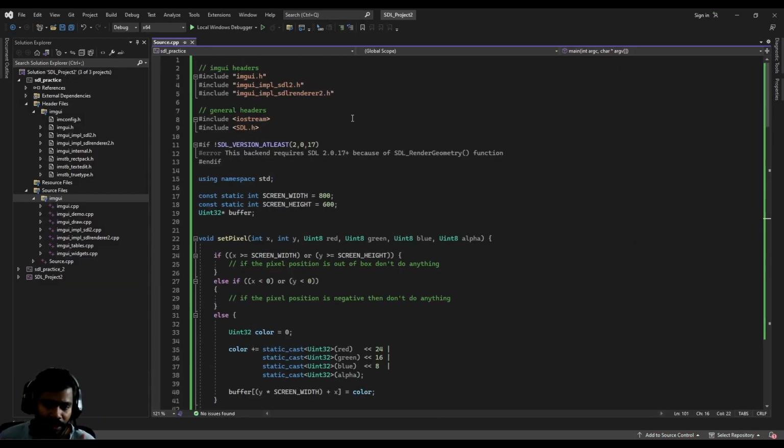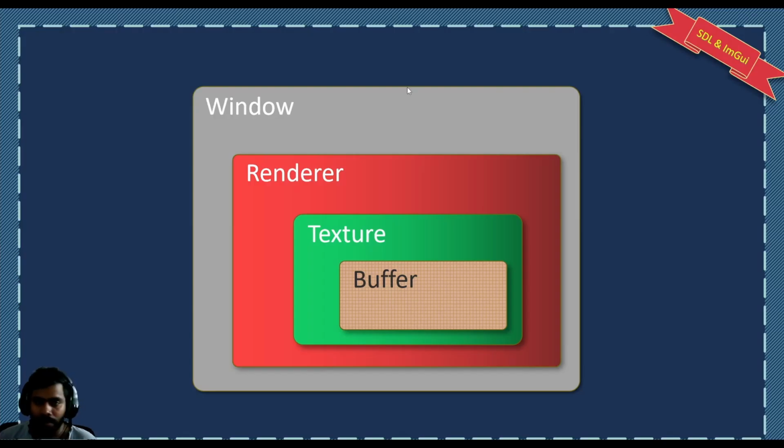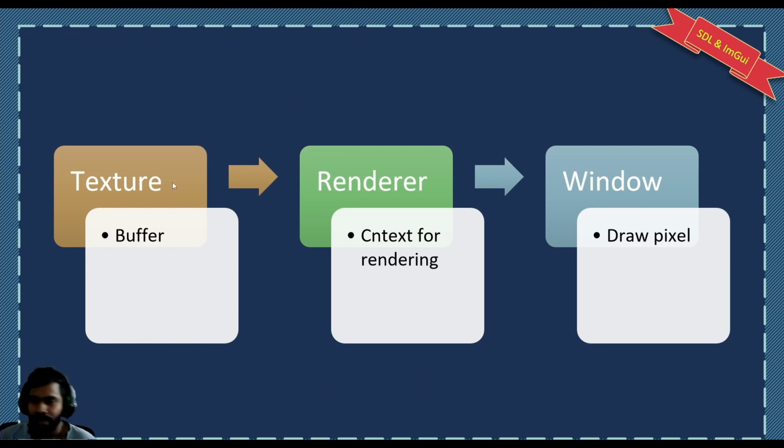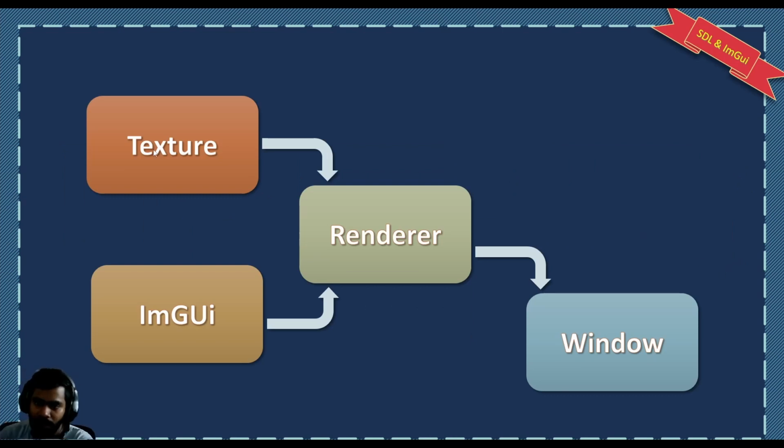Before going to the practical, we will go through the theory: what will happen in the SDL, and after that what will happen in the imGui, and how we will proceed. Okay. Next, as discussed, the texture information will go to the renderer. That we can call a context for rendering. The renderer will go inside the window, so the window will finally draw the pixels. The texture is going to the renderer, and the renderer is going to the window.